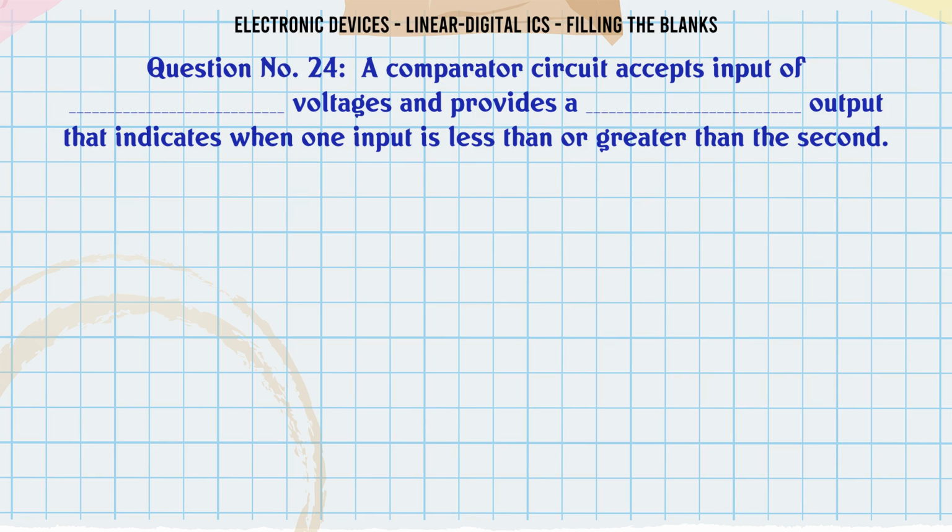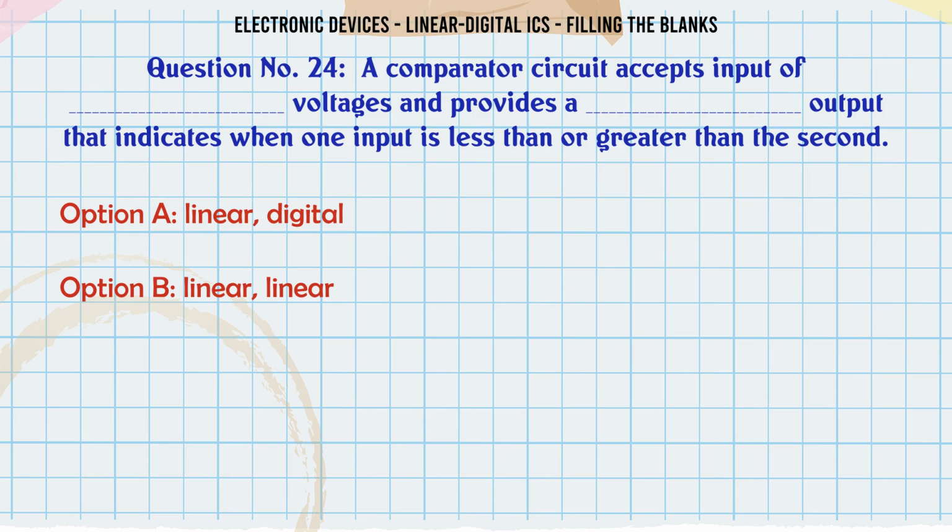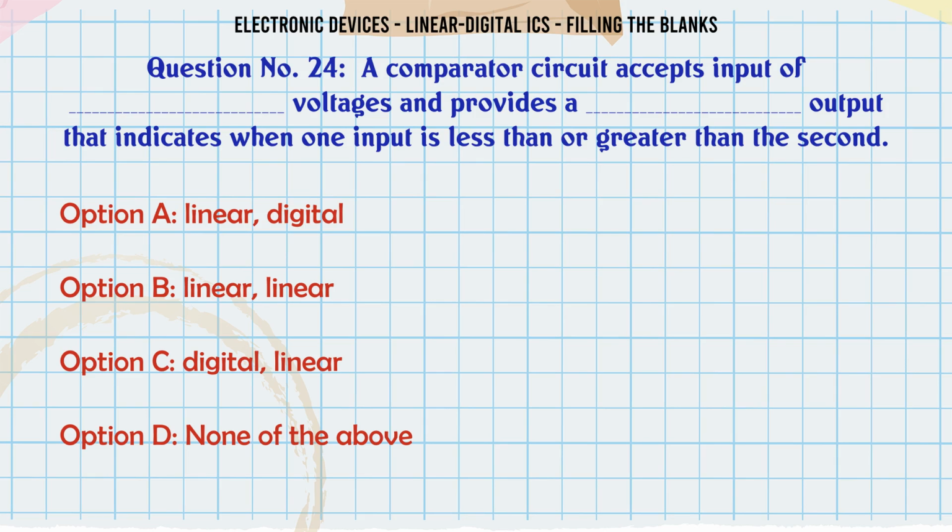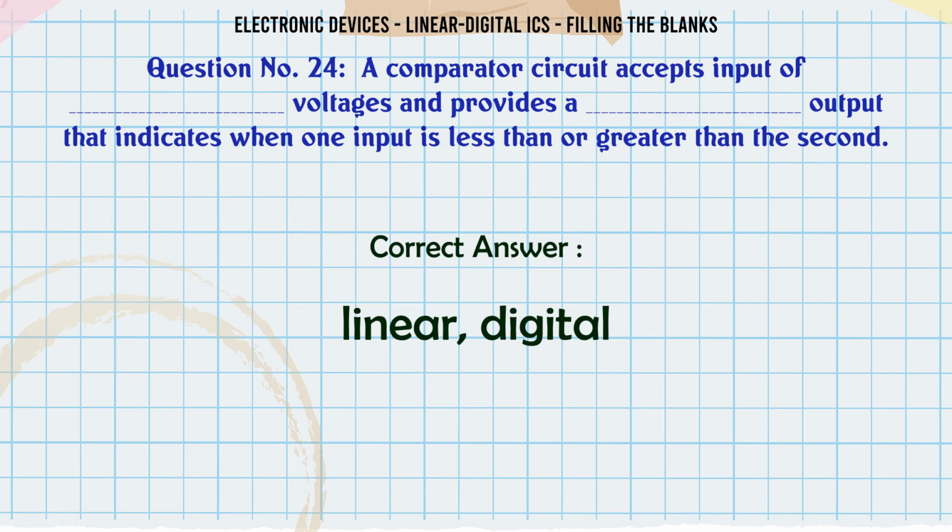A comparator circuit accepts ___ input of voltages and provides a ___ output that indicates when one input is less than or greater than the second. A, linear, digital; B, linear, linear; C, digital, linear; D, none of the above. The correct answer is linear, digital.